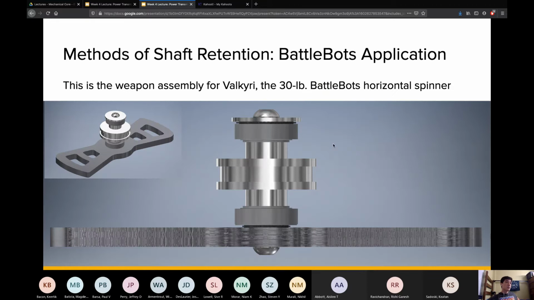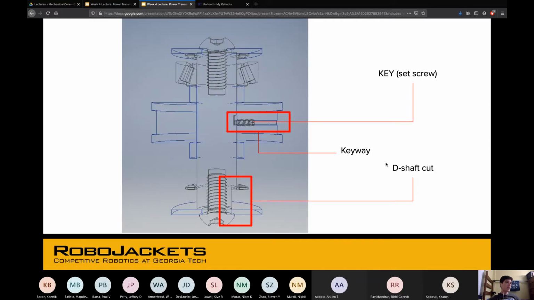So we're going to look a little more just at the practical application of these retaining shafts using this 30-pound BattleBots horizontal spinner. So essentially, this is the weapon for Valkyrie. And if you take a cross-section wireframe look, and you can do this within Inventor, where you can cut into a view and then also make it a wireframe so you can see each individual line.